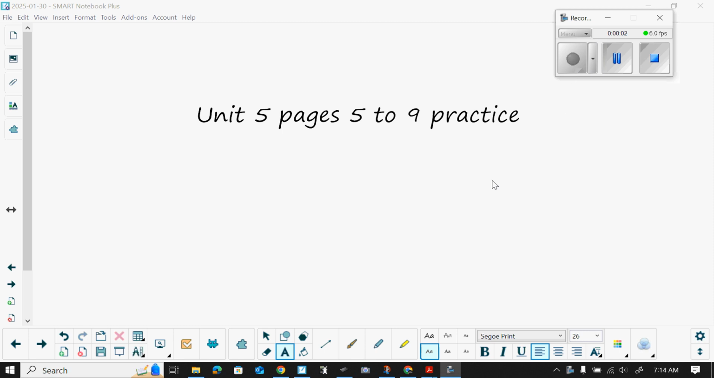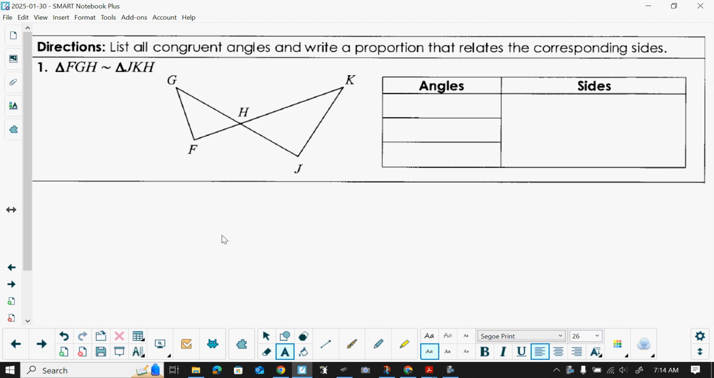All right, let's complete the Unit 5, pages 5 through 9 practice. First one, list all congruent angles and write a proportion that relates to corresponding sides. Get my pen here. Notice the order of the letters here gives me the way I'm going to answer this. So F is listed first in this triangle, and J is listed first. So that means that angle F is congruent to angle J.